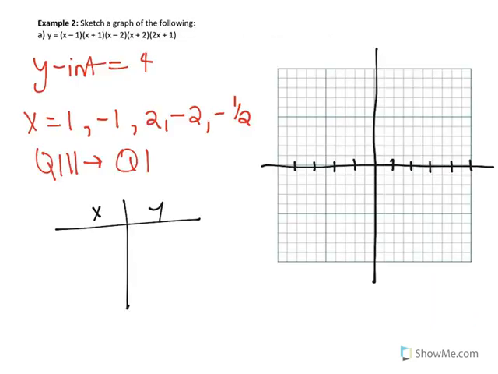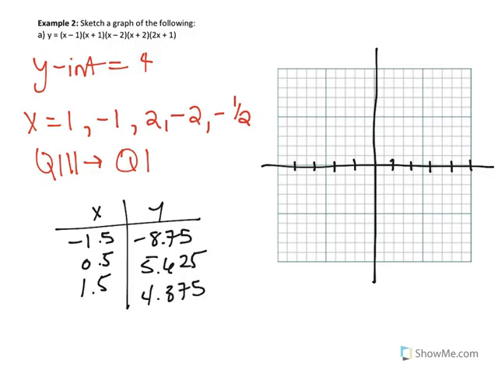So we're going to plug in negative 1.5, 0.5, and 1.5. So I want you to pause the video and fill in that table of values. So what you should have got is negative 8.75, 5.625, and 4.375. So that gives us an idea.